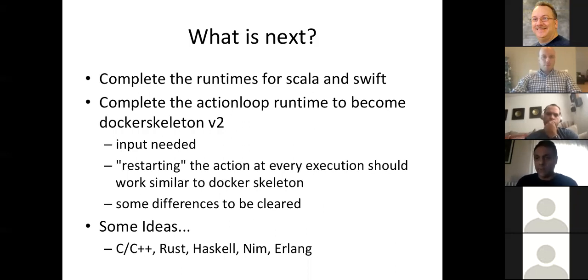Second thing that we have discussed many times is to use action loop to be sort of Docker schedule version 2. So I need input here because there's many open points. But again, this has been said by Roderick and Carlos, so I need input on this area to make action loop the new version, the new Docker skeleton.